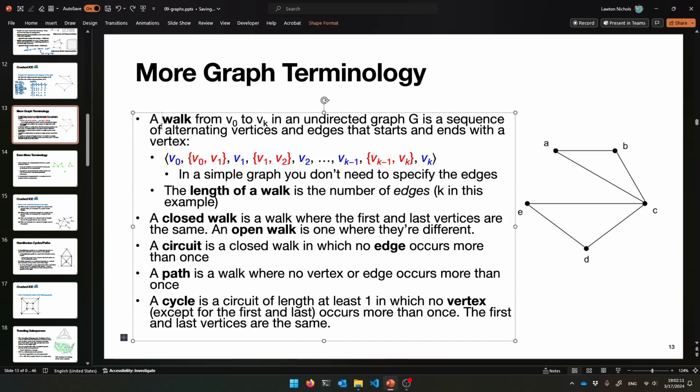So the most generic way to move around a graph is called a walk. All right, a walk from some starting vertex v0 to some ending vertex, let's call it vk. In an undirected graph, it's a sequence of which vertices did you go through and which edges did you use to get there. You have to be very, very careful because you might have parallel edges or something. You have to name which edge you cross as well to get from v1 to v2 because there might be multiple. Okay, so that's the most generic way.